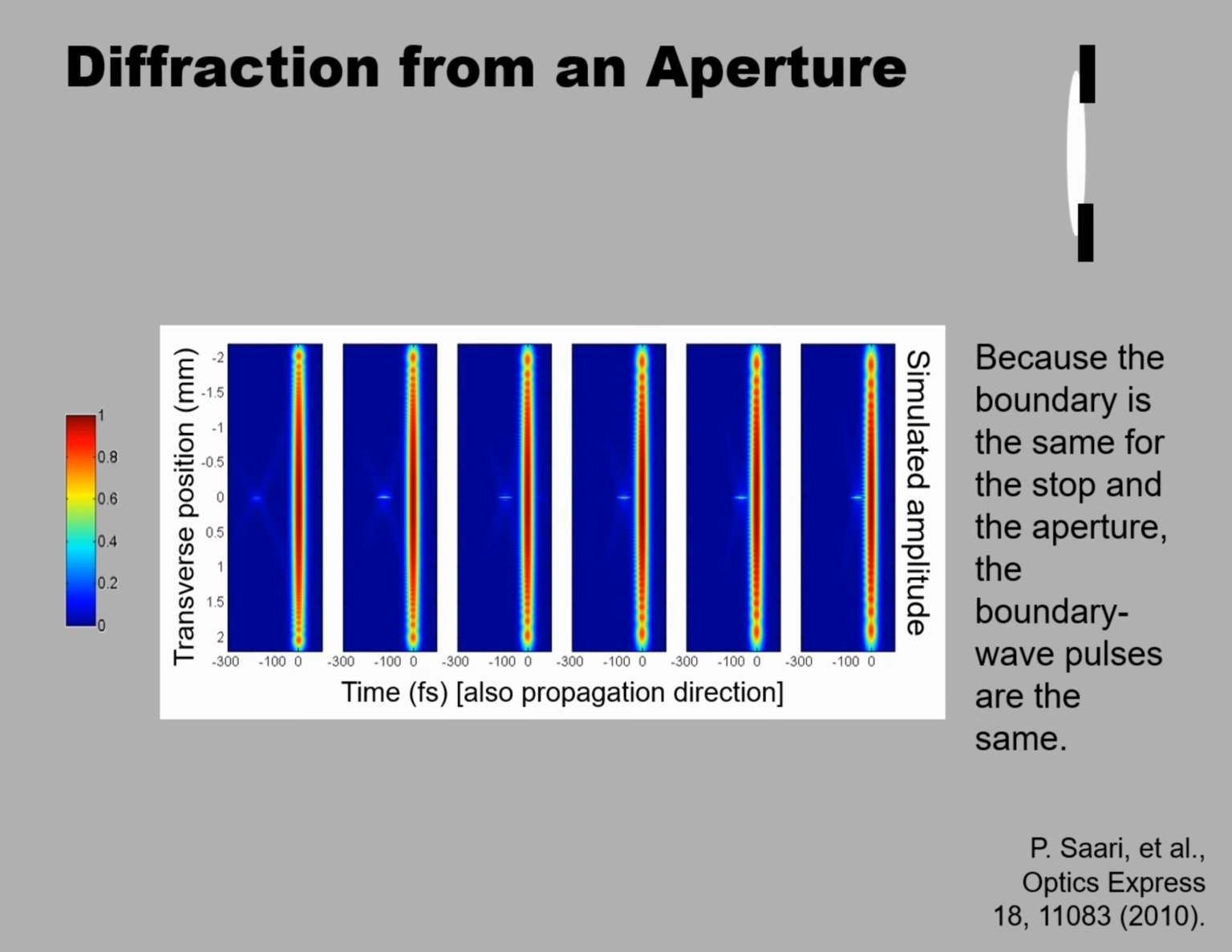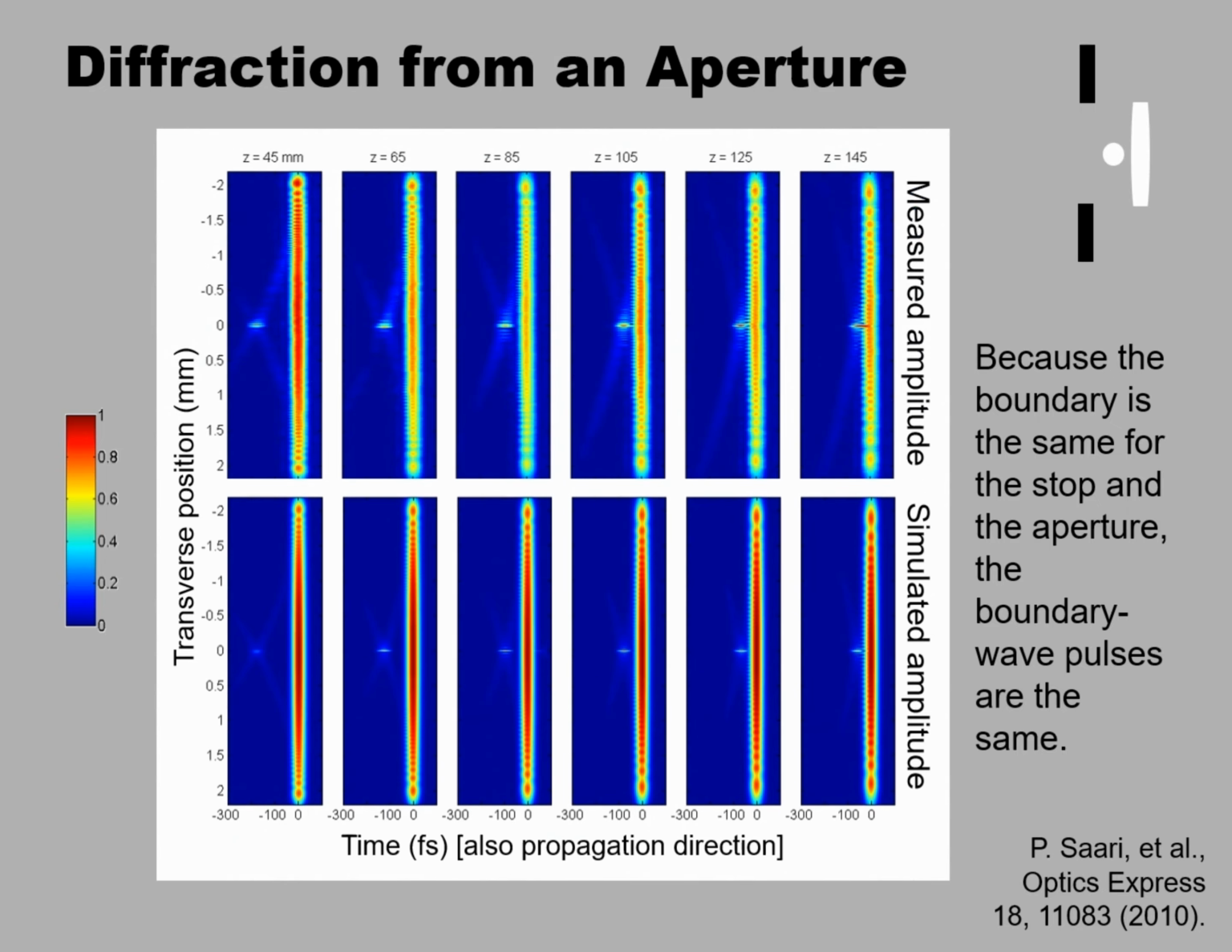Diffraction from an aperture is also interesting because the boundary is the same as for the stop. The so-called boundary waves are the same, so there's also a pulse of Arago. No one ever sees it, however, because the beam itself is so intense and spatially inseparable from it. But here we've temporally isolated it, so it's clearly visible. And again, SEA TADPOLE confirms this effect.